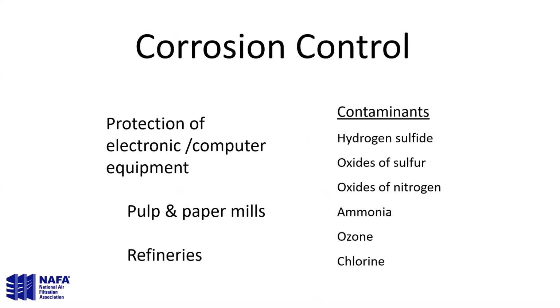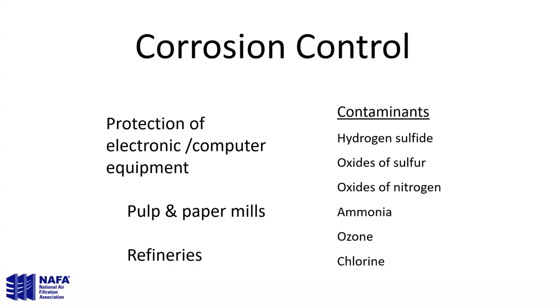And what was it for? Well, this was actually one of the first things that media was used for. Protection of electronic computer equipment and pulp and paper mills and refineries. When they all went to computers, they found out that all the contaminants in these refineries, like hydrogen sulfide and oxides of sulfur and ammonia and ozone, turn into acid gases and they ate the computer boards. So the computers were failing.